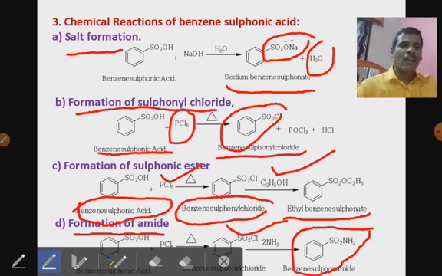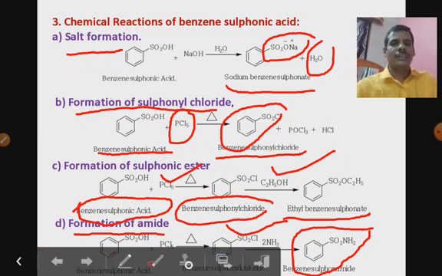See, in all these reactions, the salt formation reactions, the formation of sulfonyl chloride, the ester formation reactions and the amide formation reactions, all take place only on the sulfonyl functional group. There is no reaction that takes place on the aromatic system.